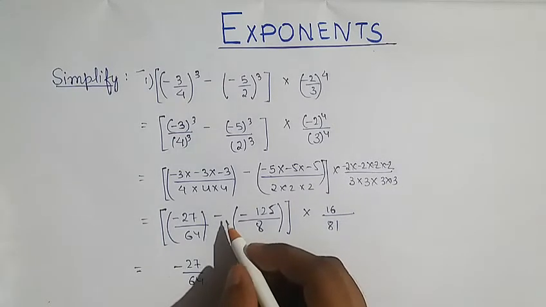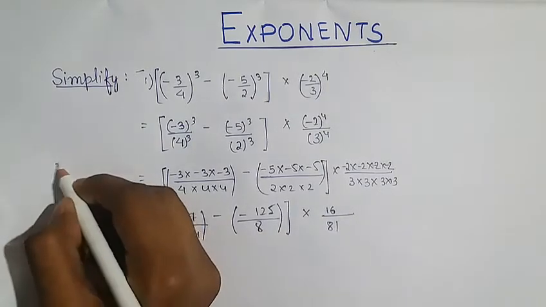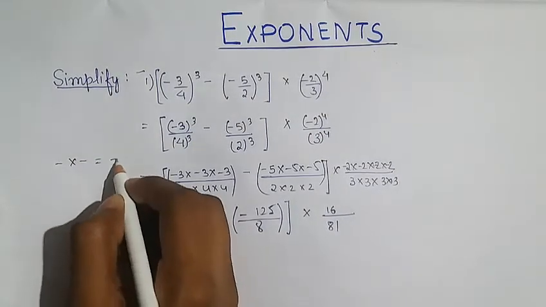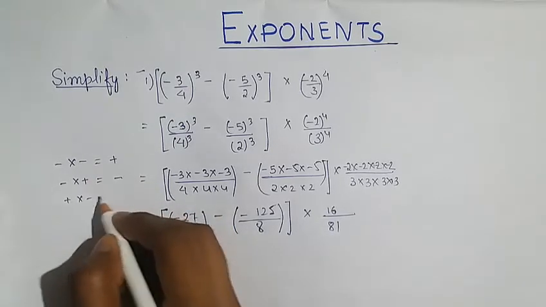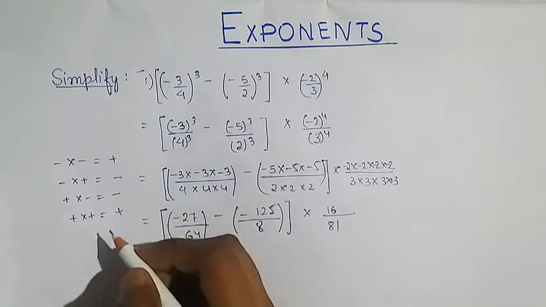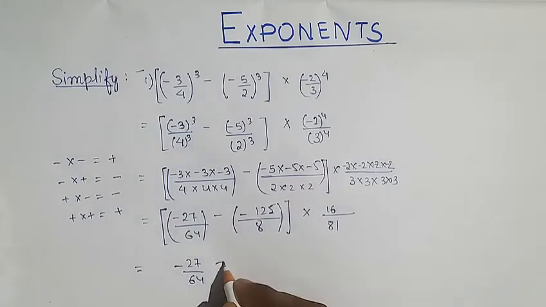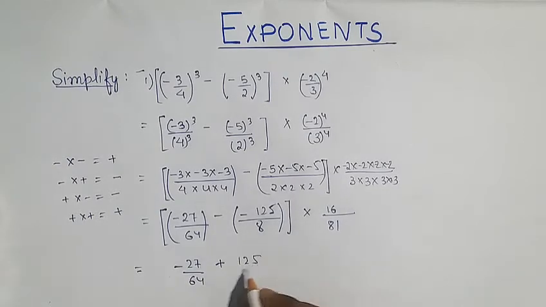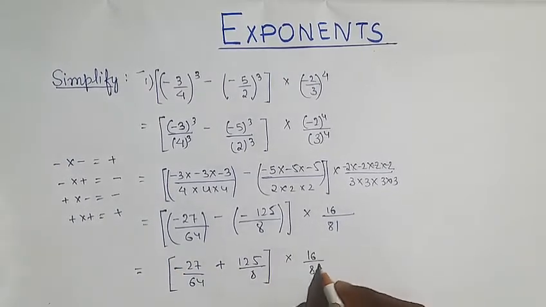So we will write this as minus 27 upon 64 here. Now we have to multiply the two minus signs. I hope you know that minus into minus is plus, minus into plus is minus, plus into minus is minus, and plus into plus is plus. Since we see there are minus and minus, minus minus will be plus. So 125 upon 8, under bracket, into 16 upon 81.